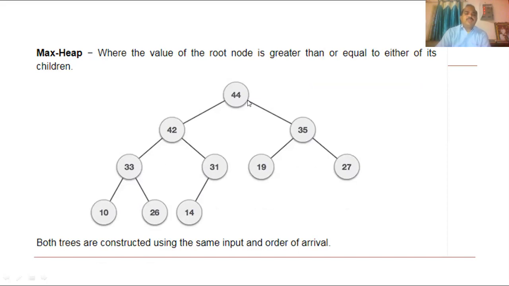Here 44 is a root node. Clear? Then 42 is a root node. This is less than the remaining elements. No, greater than, sorry. So we are now in a max heap. Then 44 is greater than all these elements. Next, 42 is greater than all these elements. 33 is greater than these two elements. 31 is greater than 14. 35 is greater than 19 and 27. This is a max heap. Clear?